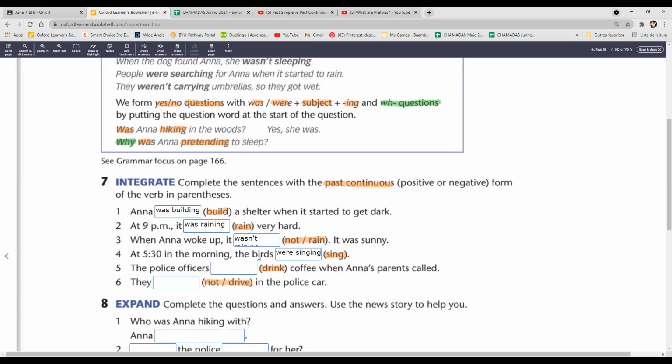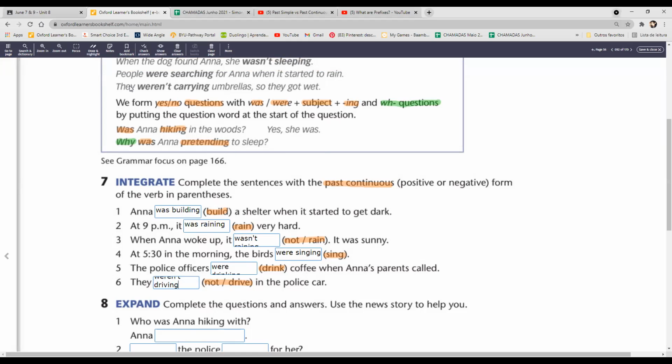Yes, plural. Okay. Number five, the police officers were drinking. They were drinking coffee when Anna's parents called. And finally, number 6, they weren't driving. Weren't driving in the police car.